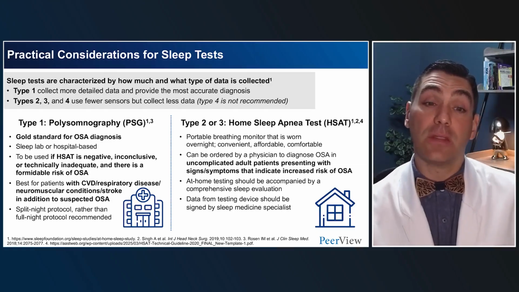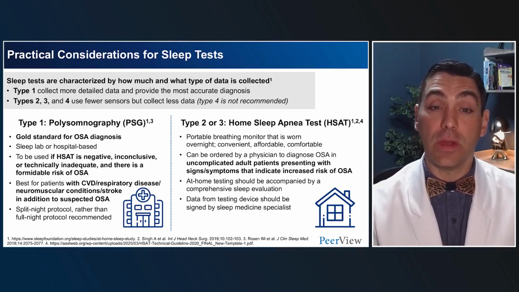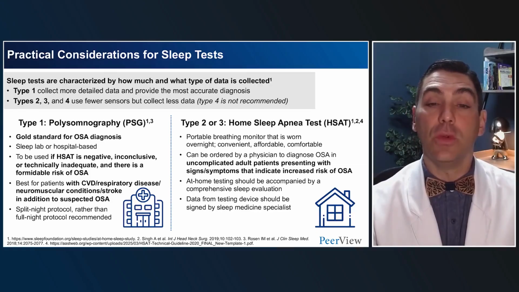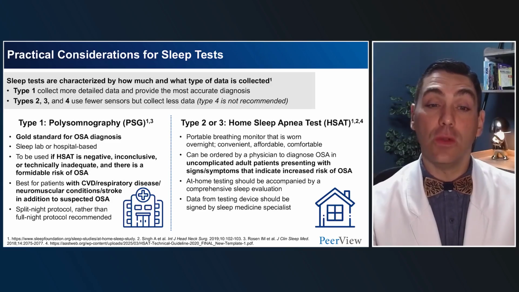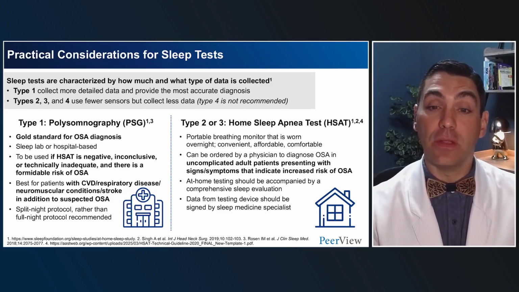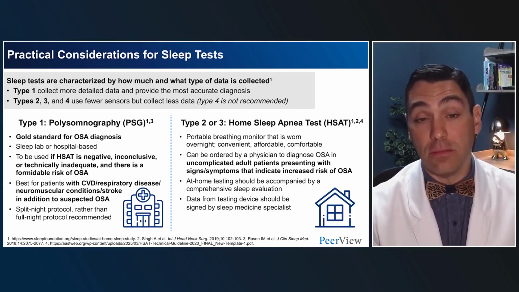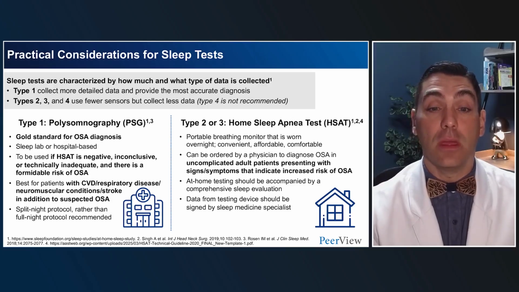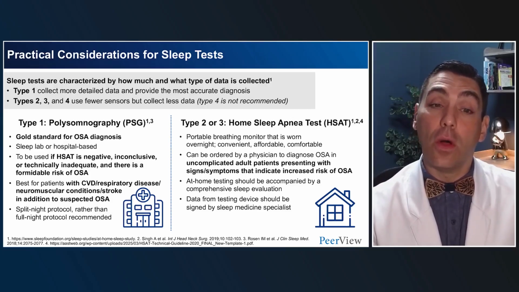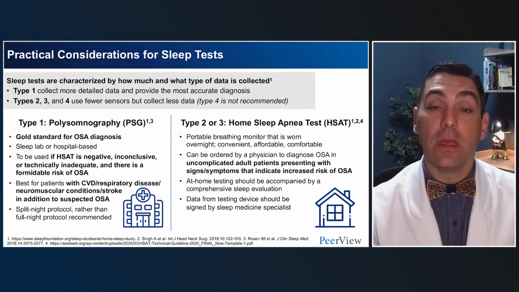Now, home sleep apnea test is what we call a type 2 and type 3 study, which use fewer sensors than a regular attended study. These are mostly used for uncomplicated adult patients presenting with signs and symptoms that indicate a high risk for obstructive sleep apnea. And all home sleep apnea testing should be accompanied by a comprehensive sleep evaluation.